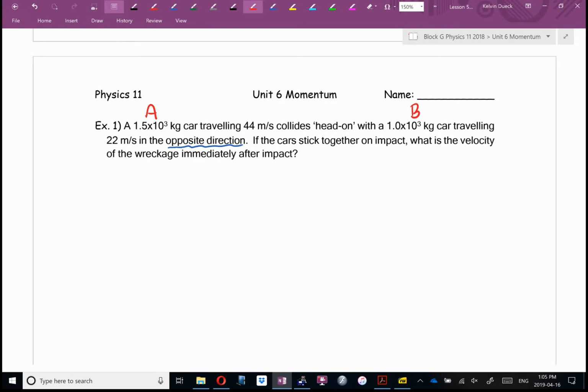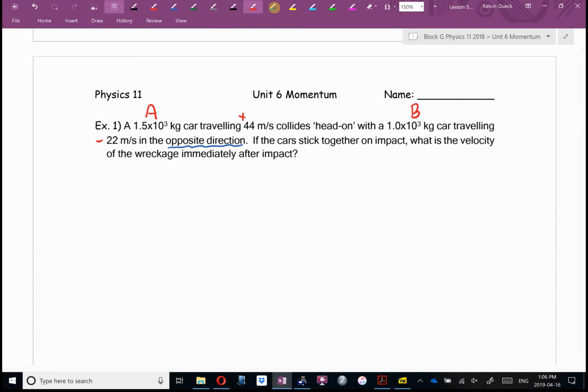Next thing, Ty, is there 2 different directions in this question? So we need to let one of these be positive and one of these be negative. Which one do you want to let be positive? This 44, do you want it to be positive or negative? I don't care. So let's put a plus sign there. What does that make this 22? Let's put a negative there, and I think we've taken care of any sloppy mistakes.